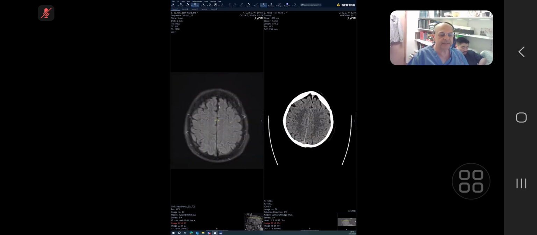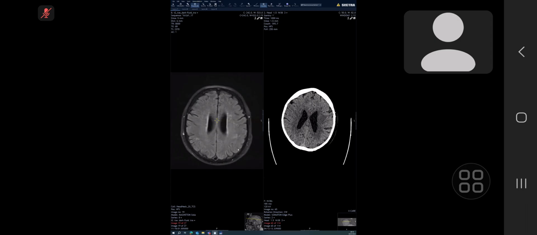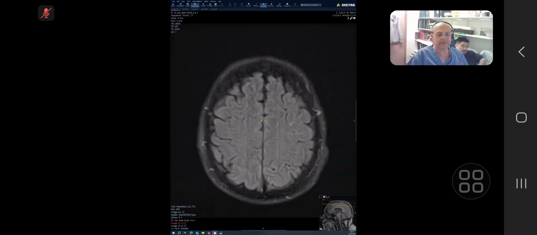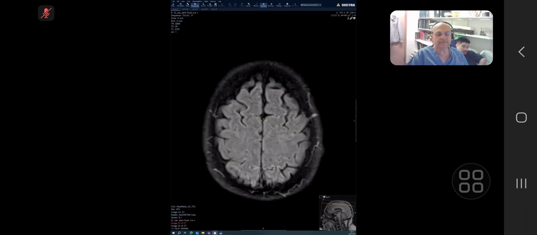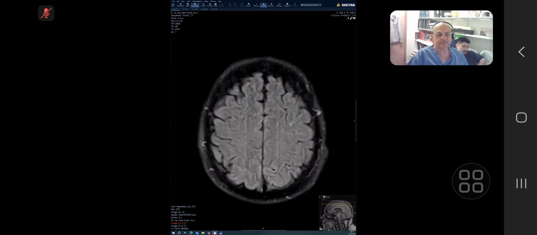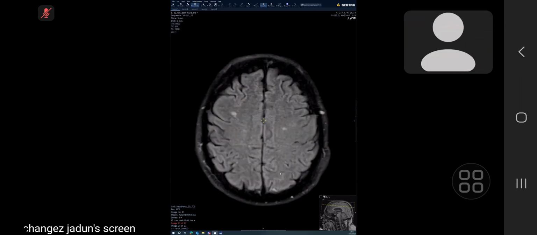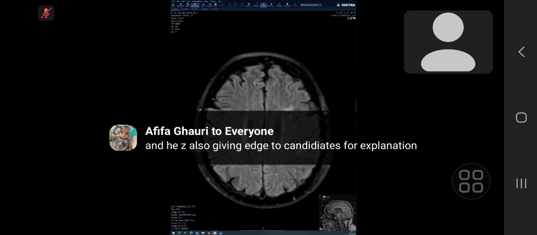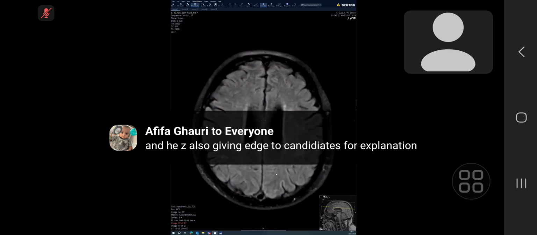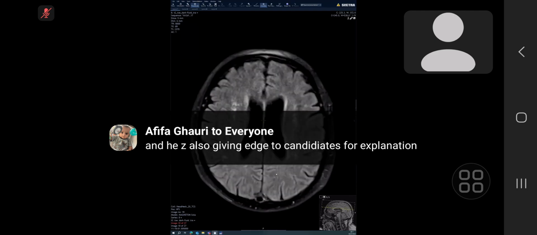Do you want me to magnify the MR or keep it going like this? Can you please magnify it a little? Yes, I can. Here you go. I'm coming from the vertex down. I'm presented with an axial FLAIR MRI of the brain. There are a few scattered white matter hyperintense foci in subcortical and periventricular areas.